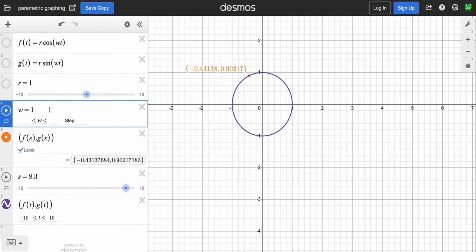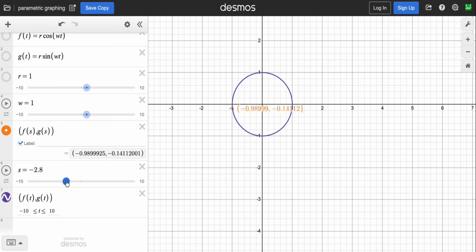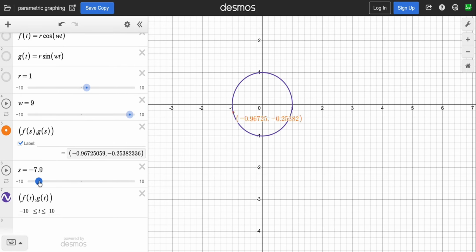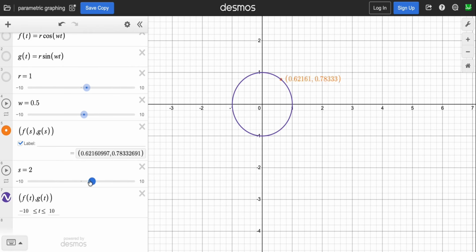Let's say that we let omega be equal to 1. Notice how when omega is positive, so when it's positive 1, you're traveling counterclockwise. When omega is negative, you travel clockwise. The magnitude of this also matters. If omega is extremely large, you travel around the circle very quickly. If omega is very small, I'll just put 0.5 here, you travel around the circle extremely slowly.